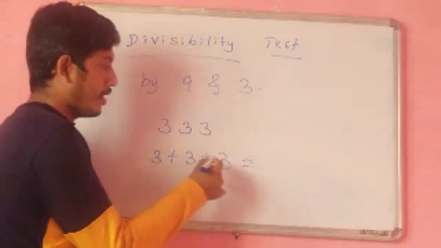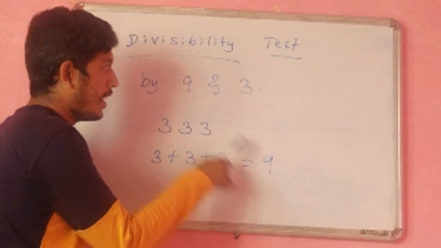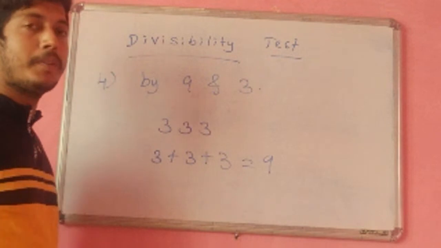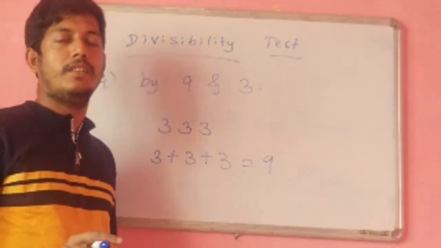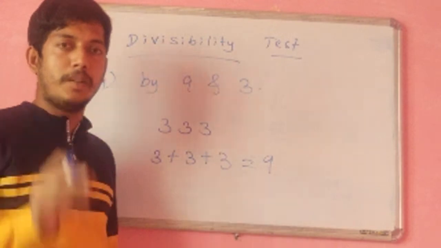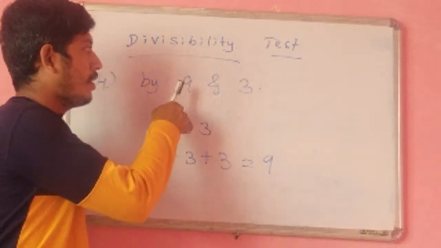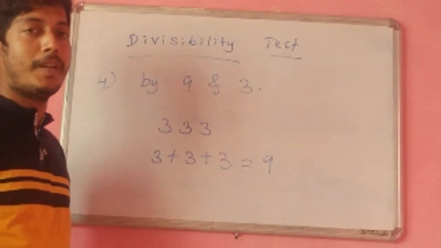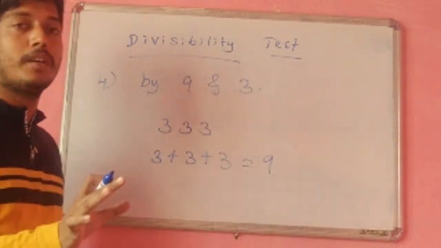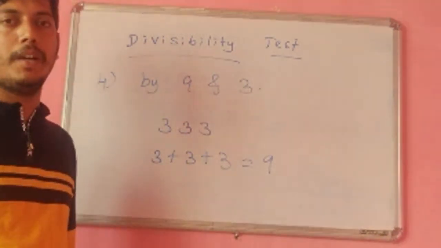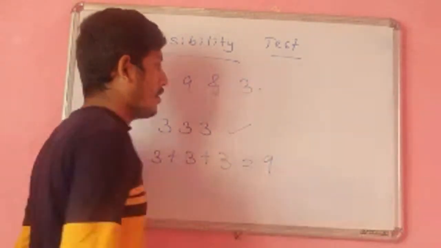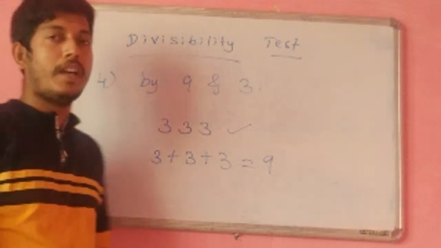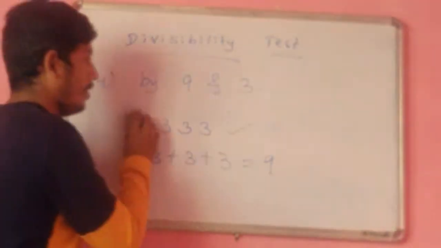3 plus 3 is 6, 6 plus 3 is 9. And see here, 9 is divisible by 9 as well as 9 is divisible by 3. So that means whatever the number may be, we have to add all the digits. And if the sum is divisible by 9 or 3, then it is a true case. If the sum is not divisible by 3 or 9, then the given number is not divisible by 3 or 9. So in this case 333 is divisible by 9 as well as by 3. Similarly, I will consider another example.